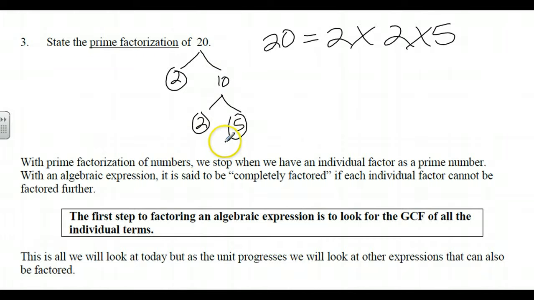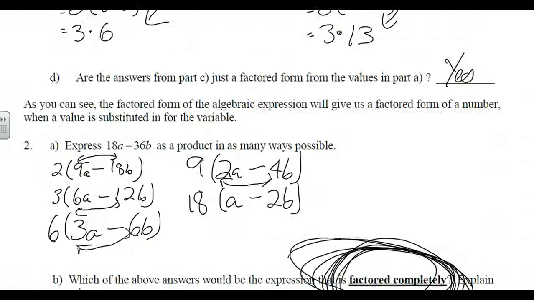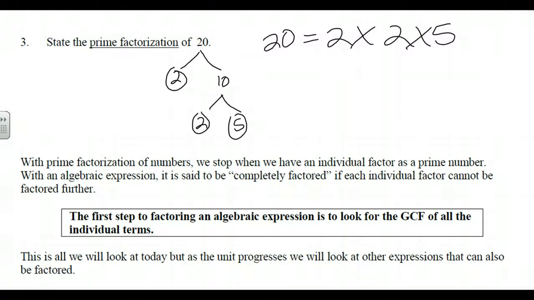With an algebraic expression, it's said to be completely factored if each individual factor cannot be factored further, right? The 10 here can be factored further, we have to do it. With an algebraic expression, it's completely factored if we can't factor further. And let's go back and down. This can be factored further. There's something in common. If we can factor further, we are not completely factored.